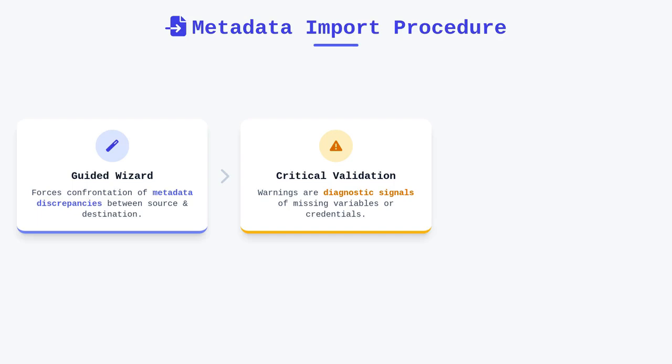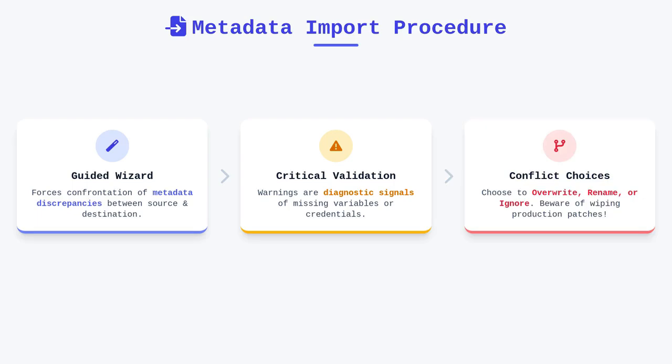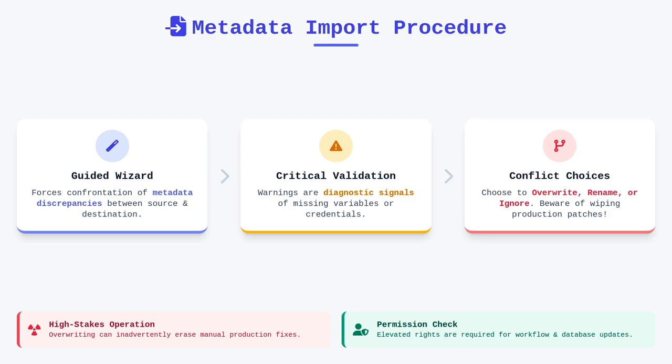You should interpret these warnings not as minor annoyances to be bypassed, but as critical diagnostic signals indicating a flaw in your deployment preparation. When naming conflicts arise, you are typically presented with choices to overwrite, rename, or ignore the incoming components. Overwriting is common when updating existing processes, but this is a high-stakes operation that can inadvertently wipe out manual patches made directly in production by operational teams. Always verify your permissions within the target environment, as the import process requires elevated rights to modify workflows and update the underlying database records associated with the release.